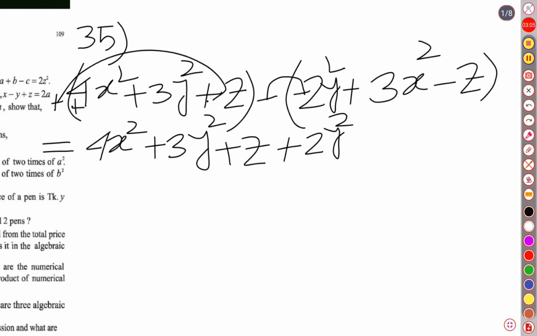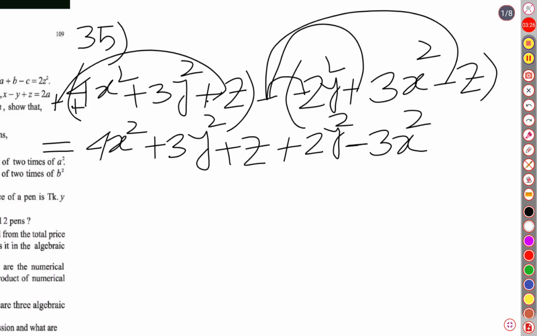Let's talk about 3x square. In front of 3 there is plus, whereas outside the bracket there is minus. The symbols are different, that's why there will be a negative symbol, 3x square. The quantities remain the same because we are doing neither addition nor subtraction. It's just removal of the bracket. Let's talk about z. In front of z there is a negative symbol, and outside the bracket also a negative symbol. The symbols are same, that's why it will be plus z. Now in the next step we will start doing addition and subtraction.